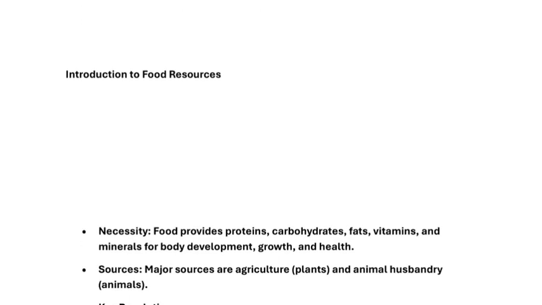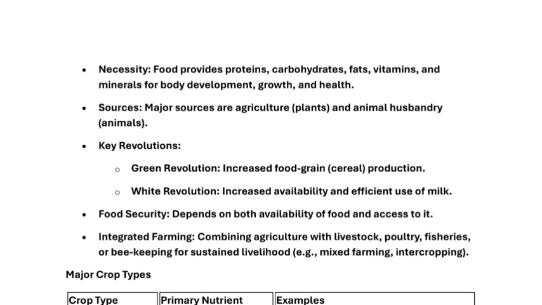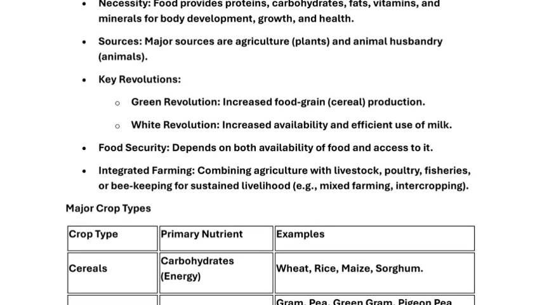Introduction to food resources. Necessity: food provides proteins, carbohydrates, fats, vitamins, and minerals for body development, growth, and health. Sources: the major sources are agriculture, plants, and animal husbandry, animals. Key revolutions: the Green Revolution increased food grain, cereal, production. The White Revolution increased availability and efficient use of milk. Food security depends on both availability of food and access to it.